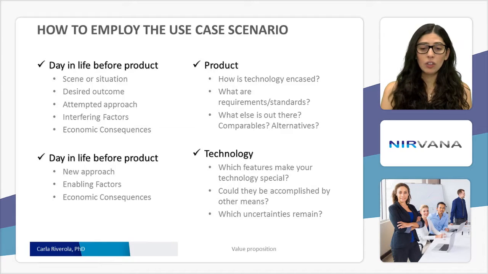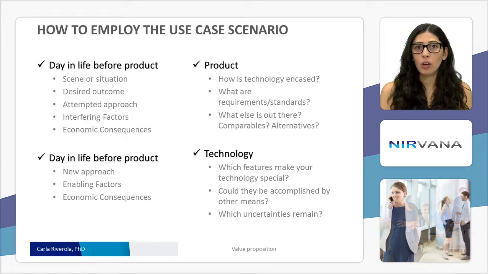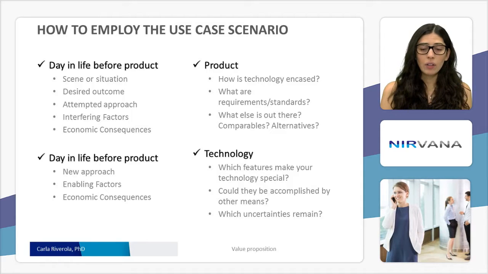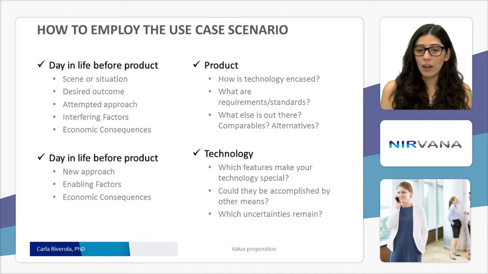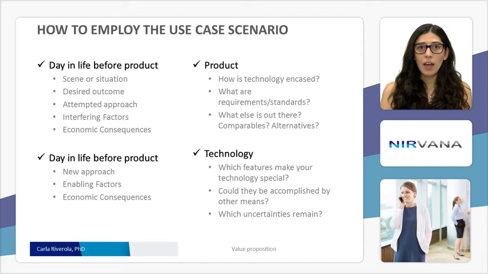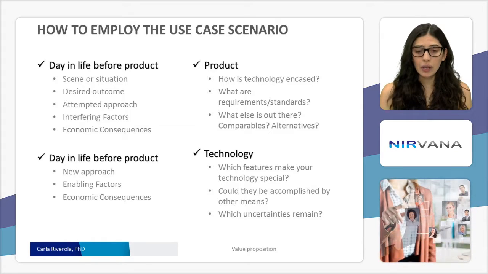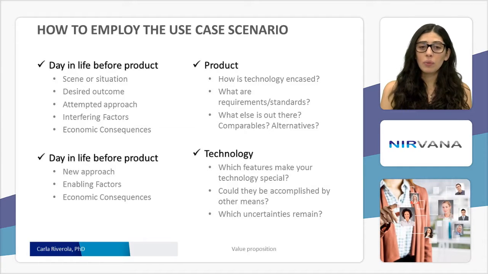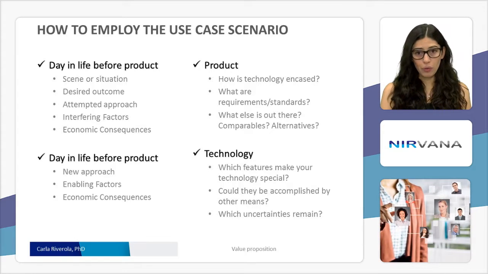On the other hand, you can also ask several questions to yourself to identify what is the product that you are promoting, you are developing. How is technology encased? What are the requirements or standards? What else is out there that is compatible? What alternatives are there? And finally, you can also analyze what is your technology. What are you offering with that technology? Which features make your technology special? Could they be accomplished by other means? What are the other alternatives? And what uncertainties still remain?